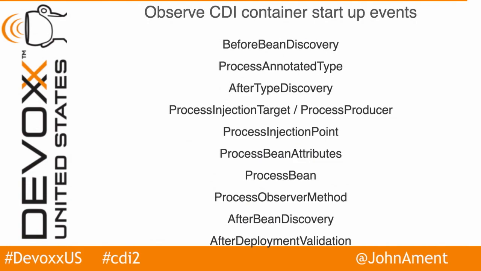And then you have after deployment validation. So after everything is run and we've confirmed that the container is ready to go, the after deployment validation event is fired for you. This is a sign that the container is up. However, it's before things like the initialized application scope is fired, allowing you to do things like start up a web container programmatically before your application is ready to go. So it's one step prior to the actual runtime and ready to start receiving requests.